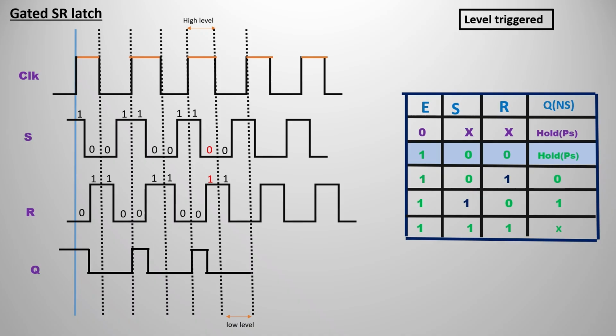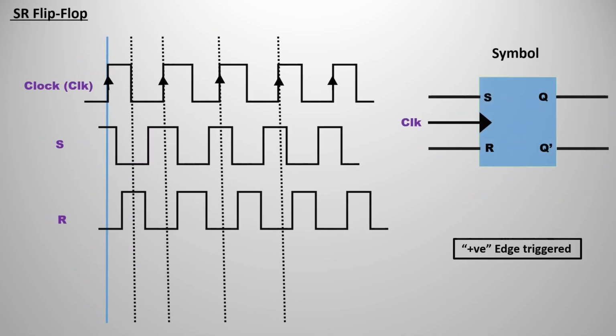As this is level triggered, we are going to see it with the help of the SR flip-flop also, and we are going to compare. So we are going to analyze the timing diagram for the SR flip-flop, starting with positive edge triggering. This is a positive edge triggering, and this is just a rough sketch so that you can understand more. Let's see how you have to take the output.